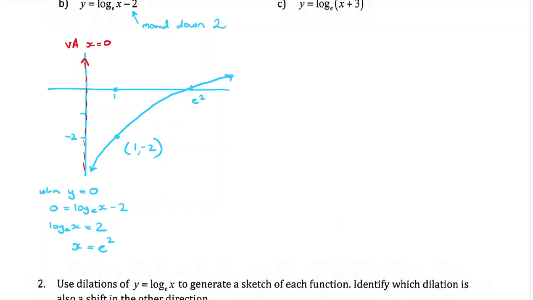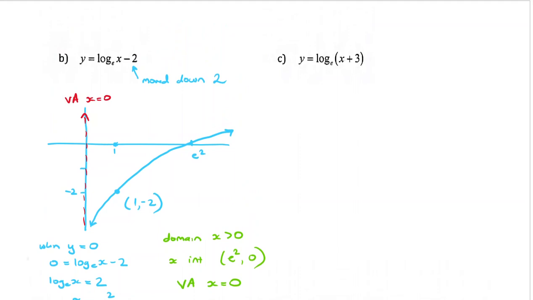Okay, to make sure we've listed all the things we needed to list. What is my domain? X is greater than 0, good. My x-intercept is e squared comma 0, and my vertical asymptote is still at x equals 0.